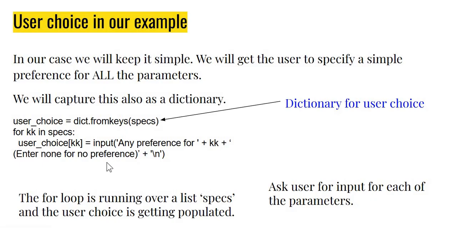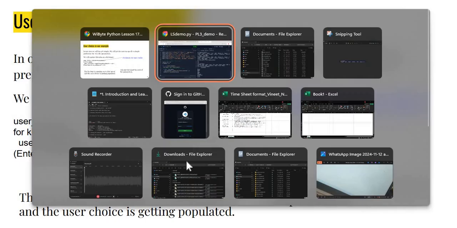So in fact, what we'll do is very simple. We just say, okay, look, for KK in spec, remember this is a list. So when I say for KK in choice, basically I'm going to go through each one of these. So I'm just going to say, okay, look, user choice KK, which is to populate the dictionary, is given by, let's say, an input. So the user supplies it back. So we can just run this and see how it goes.